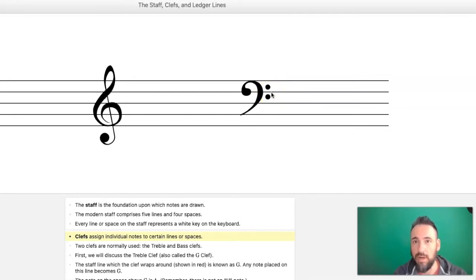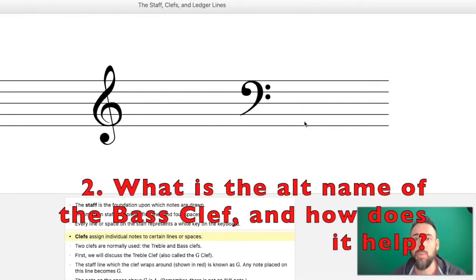If you know where to start and you know the alphabet, which you all do, you've been out of school for a while, but I think you've remembered that, which means that's your F, and that would be your G, and that would be your A, right? And then you can go backwards, F, E, D, C, B, A, and so on, right? So number two on your little quiz is the same thing. What is the alternate name for the bass clef, and why does that help you? What is the secret code that's being given to you there?